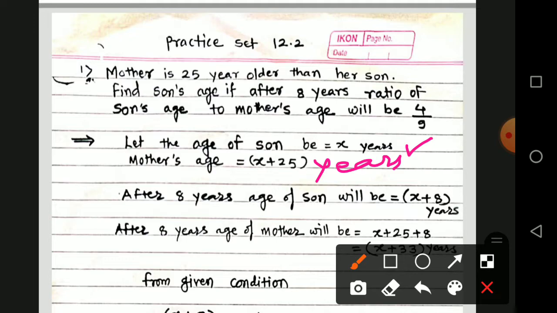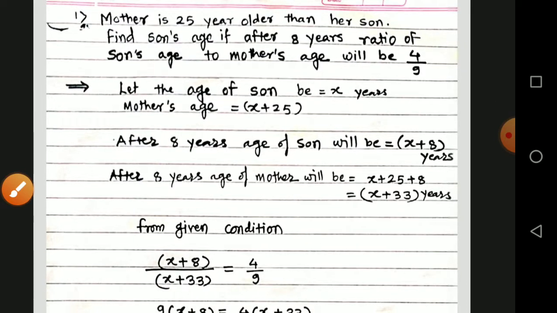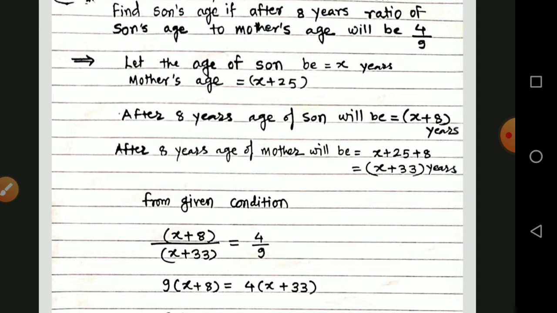In the next sentence, what is given? Find son's age if after 8 years the ratio of son's age to mother's age will be 4 upon 9. In the second sentence, the relation is given which is after 8 years. Then what happens after 8 years? The ages of both will increase. So I have written the next. After 8 years, age of son will be x plus 8 years.